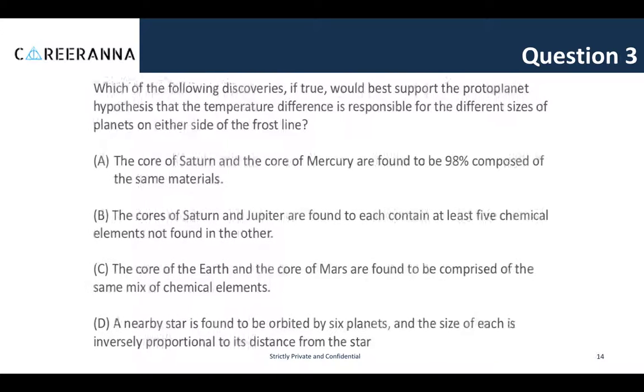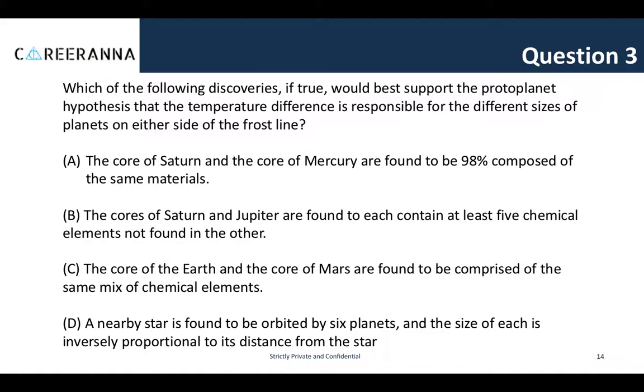Let's have a look at question number 3 from the passage. Which of the following discoveries, if true, would best support the protoplanet hypothesis that the temperature difference is responsible for the different sizes of planets on either side of the frost line? Pause the video, reread the question, reread the options, go back to the passage, come back with your answer, and play the video again to know the solution.